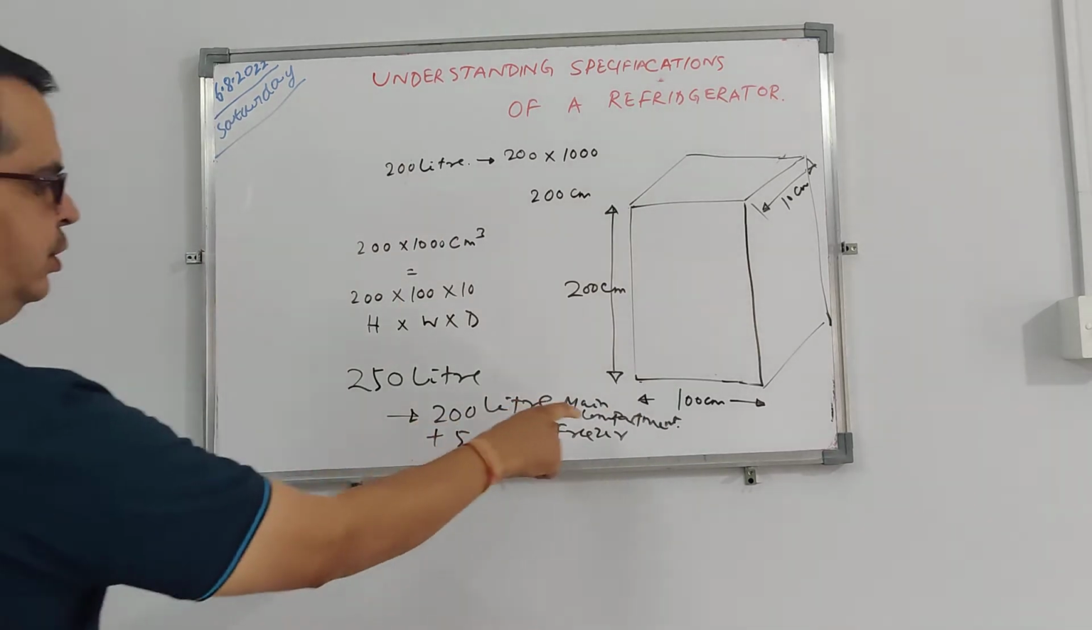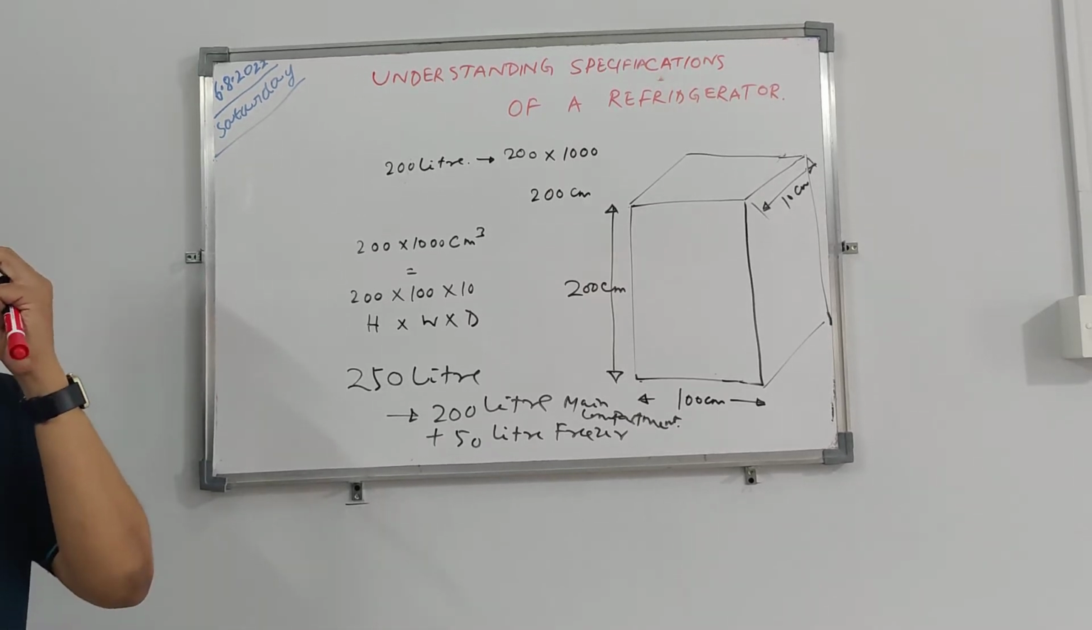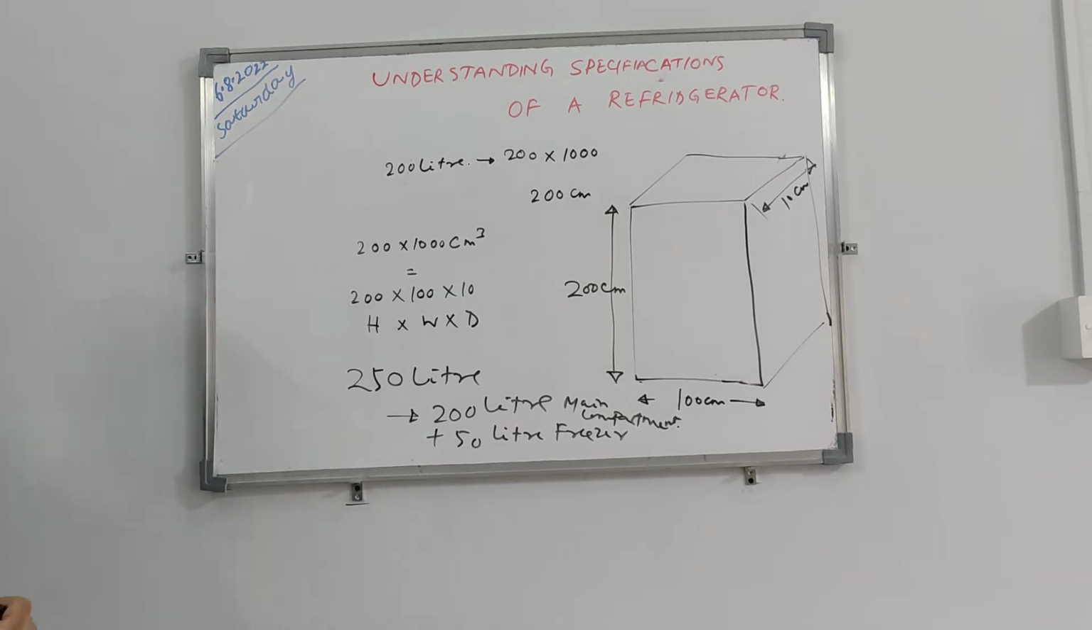The difference between the main compartment and the freezer is that in the freezer you keep it at sub-zero temperature. That means formation of ice is possible. Like you might have seen, in UK we also had a separate chamber at the bottom, that is also a freezer. We used to put frozen foods like prawns or fish, which would be very hard, like diamond kind of hard, in the freezer.